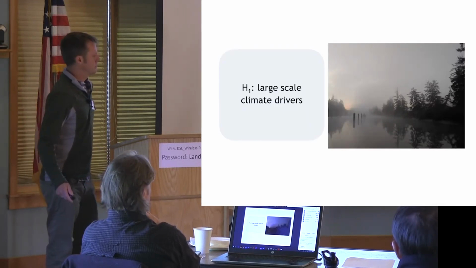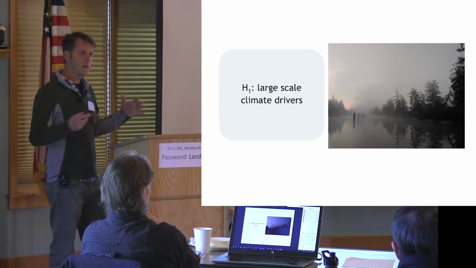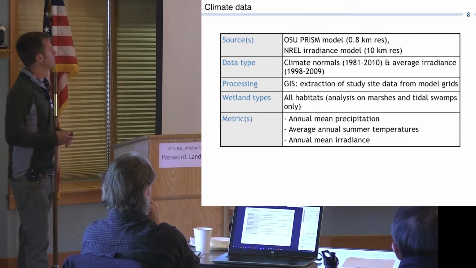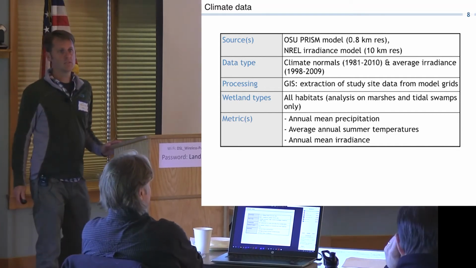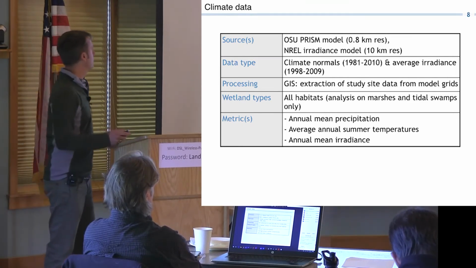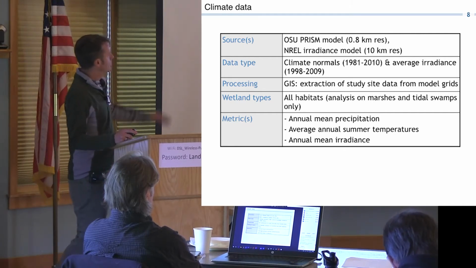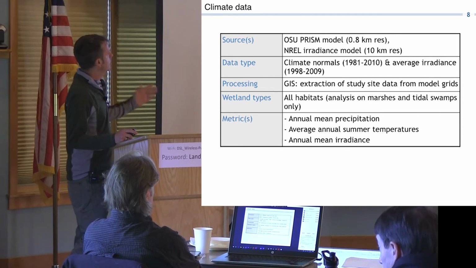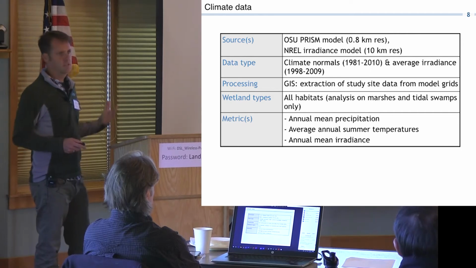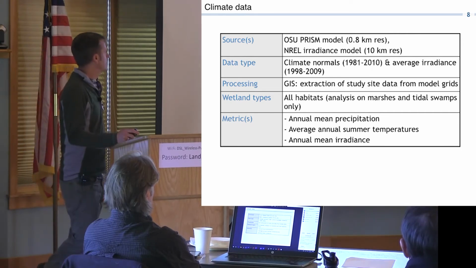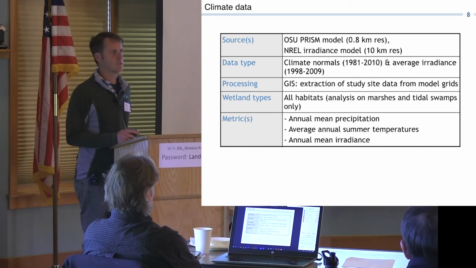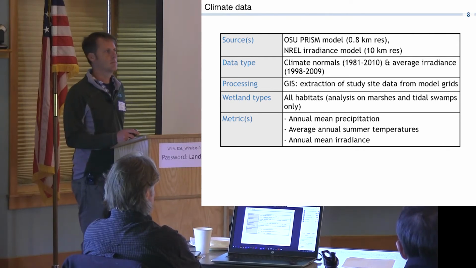Okay, so the first section is on the larger scale climate drivers. So what's happening across the region, and is there any relationship with carbon stocks? So again, we use the OSU PRISM model at an 800 meter resolution and the irradiance model at a 10 kilometer resolution to extract data from rasters. The climate normals are a recent 30-year average, and the irradiance is about a 10-year time series that has been averaged. We just extracted the values using GIS from our sites. And the data I'll show are just on the marshes and the tidal swamps because they're the most similar habitat types across our study.